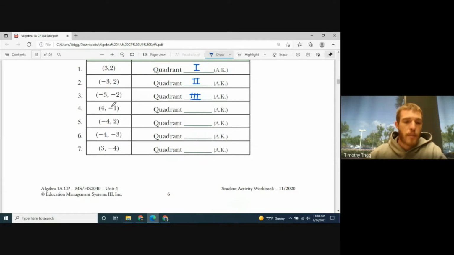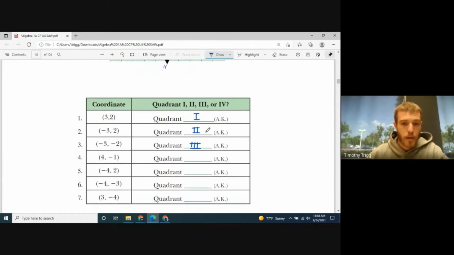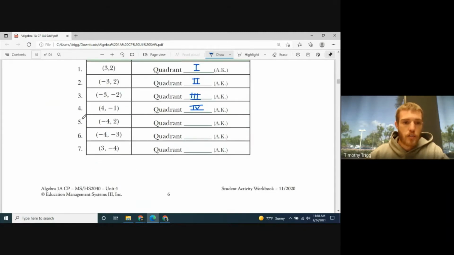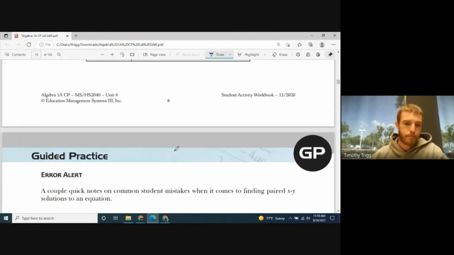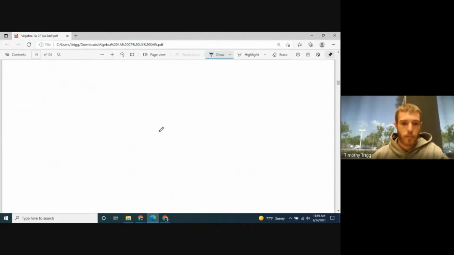What about 4 comma -1? 4 on the x, -1 on the y. You always do your x-axis first, then your y. Okay, that's in quadrant 4. I want you to try to do 5, 6, and 7 on your own. Just tell me which quadrant you're in. Okay, let's move on.